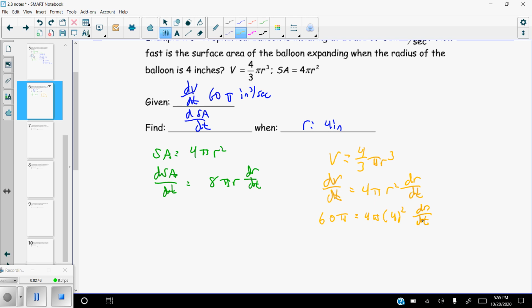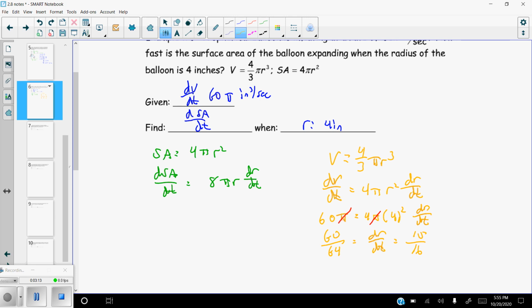The nice thing here is that the pi's are going to cancel out when you divide them out of each side. On the right side, I'm going to have 4 squared, which is 16, times 4 more is 64. So I have to divide 64 on both sides, which is going to give me 60 over 64 equals dr over dt. 60 over 64 does reduce. 4 goes into both of them, so it's going to be 15 over 16. So there's my dr dt.